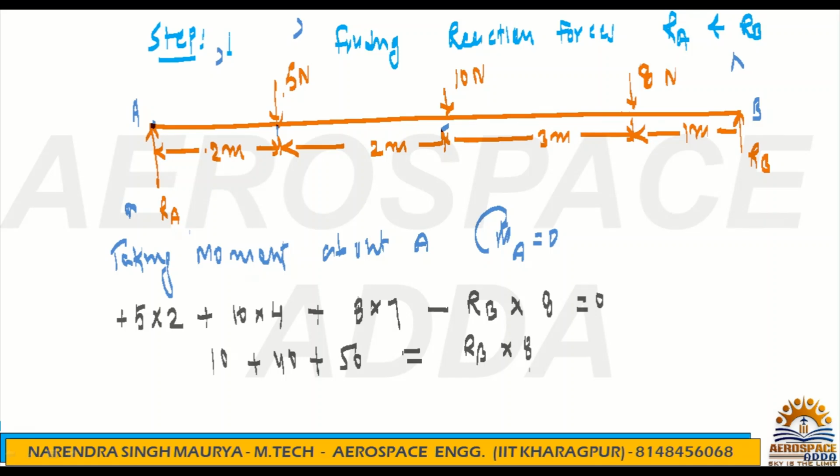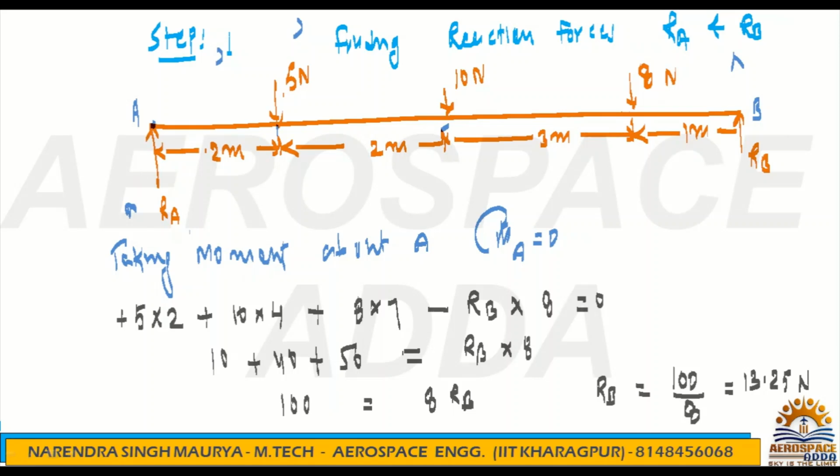Now it's very easy: 5 into 2 is 10, plus 40, plus 56, and this minus you can take RB into 8, right? This is nothing but 100 is equal to 8 RB, right? Now what will be the RB here? It's 100 by 8, which is nearby 13.25 Newton.